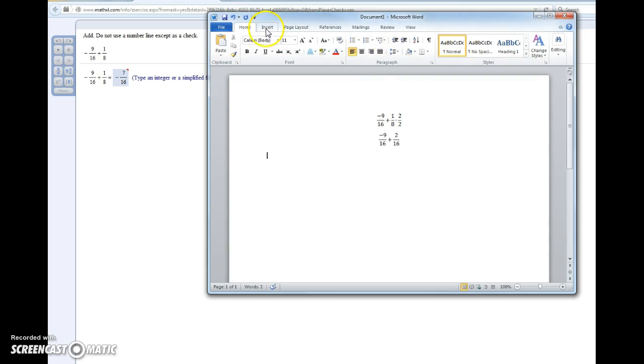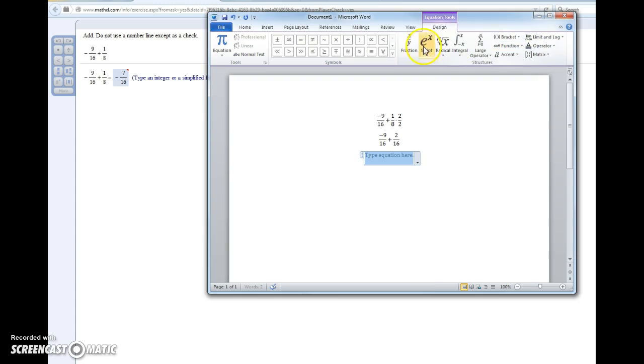And so my next step will be to have negative 9 plus 2 all over that common denominator of 16. So I have a negative number and I'm adding a positive number. And so that means I'm going to subtract them.